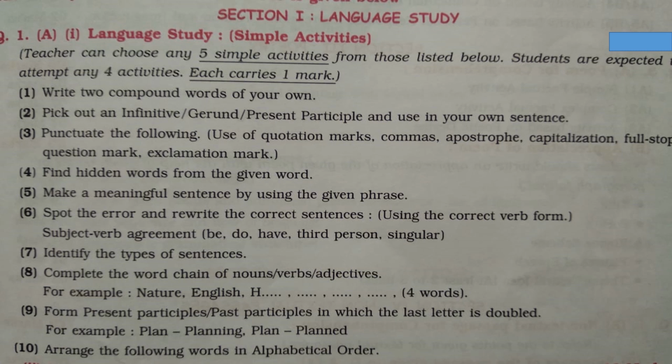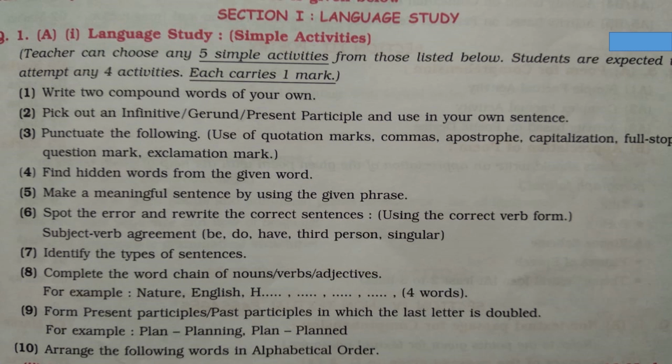Now see the first one, write 2 compound words of your own. Second one is pick out an infinitive. Third one is punctuate the following. Fourth, find hidden words from the given word. Fifth, make a meaningful sentence by using the given phrase. Sixth one, spot the error and rewrite the correct sentences. Seventh one is identify the type of sentences.